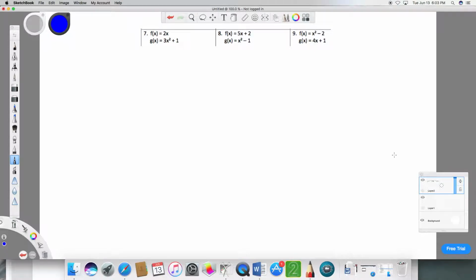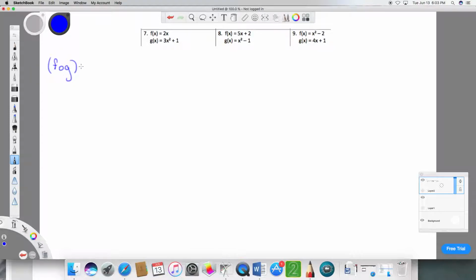Let's take a look at these three problems. In each problem, they're asking us to find the function composition, to find f composed with g, and then find g composed with f. So let's jump in and take a look at number 7.